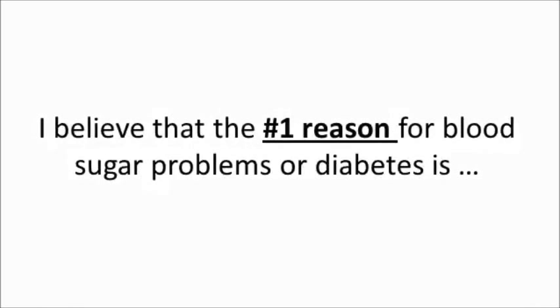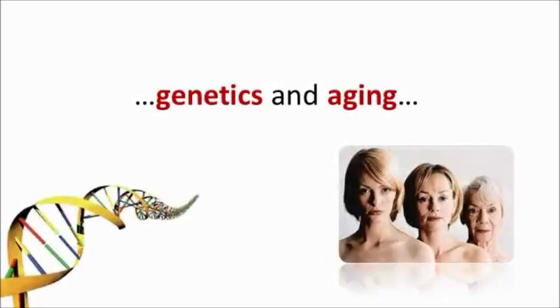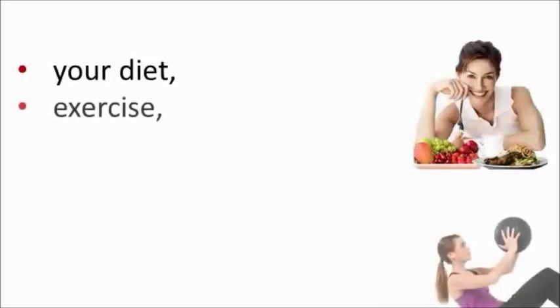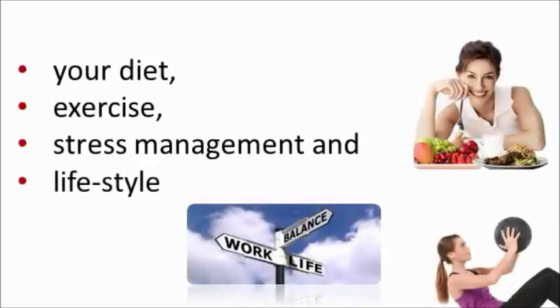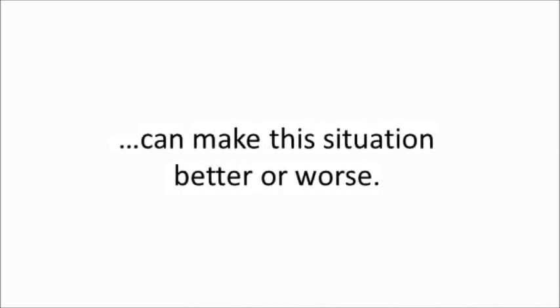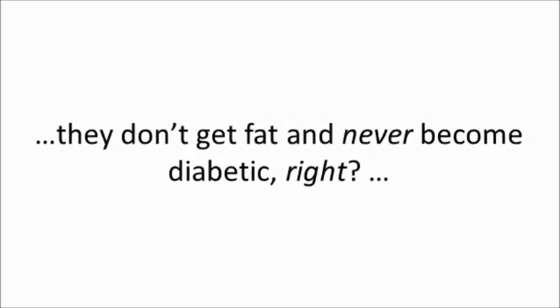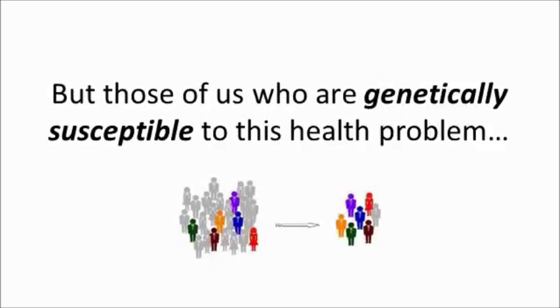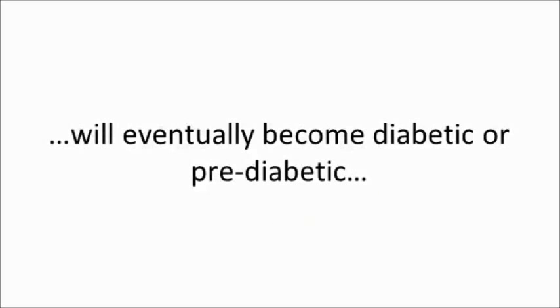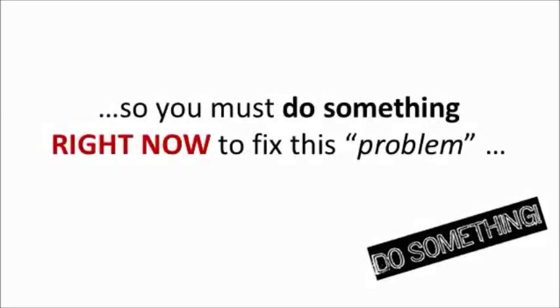I believe that the number one reason for blood sugar problems or diabetes is genetics and aging. Of course, your diet, your exercise, stress management, and lifestyle can all make the situation better or worse. But let's face it, there are many people who eat tons of sugars and carbohydrates and they don't get fat, they never become diabetic, right? But those of us who are genetically susceptible to this health problem will eventually become diabetic or pre-diabetic. So you must do something right now to fix this problem before it gets worse.